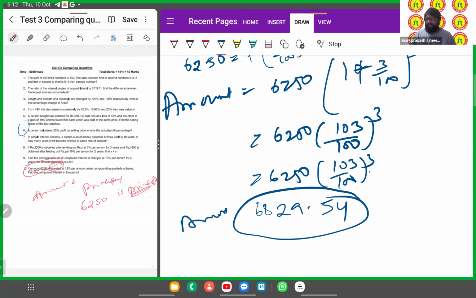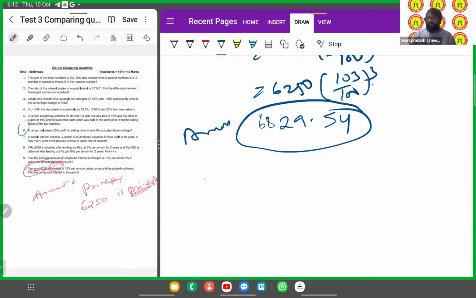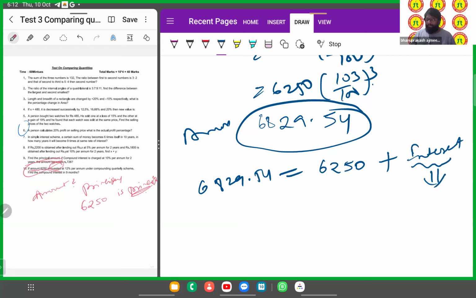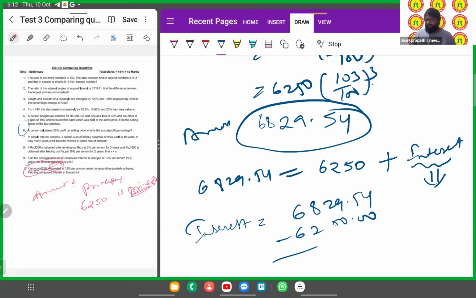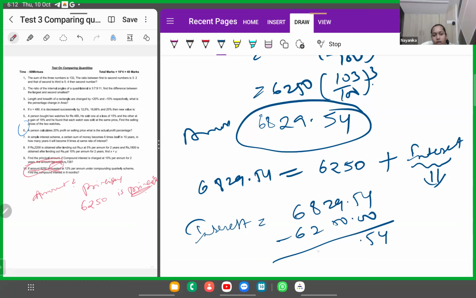So they are telling you to calculate the compound interest, that is compounded for 9 months. So 6829.54, that is amount, is equal to principal 6250 plus interest. So interest is equal to 6829.54 minus 6250.00. So it is around 579.54.